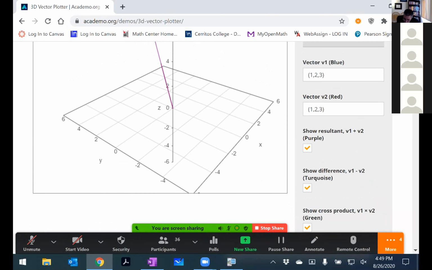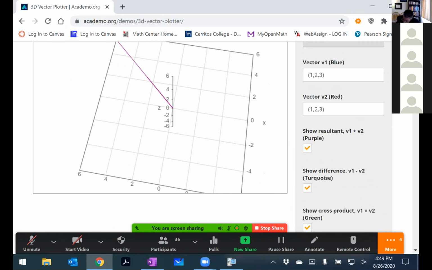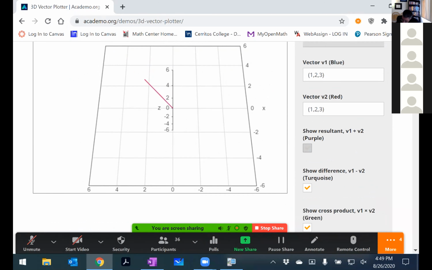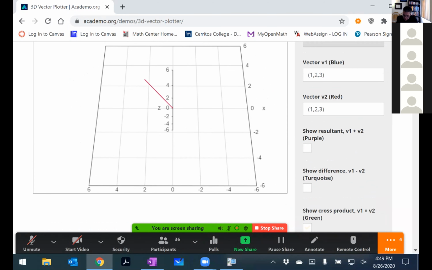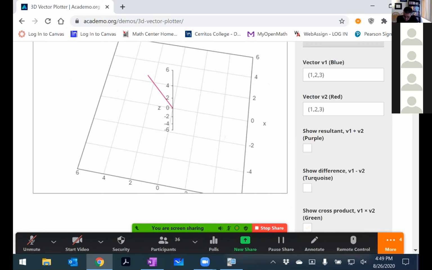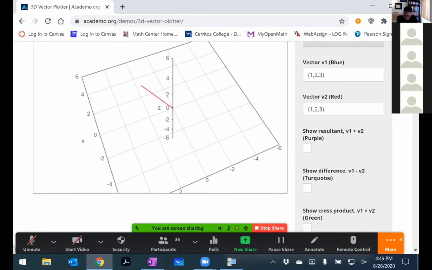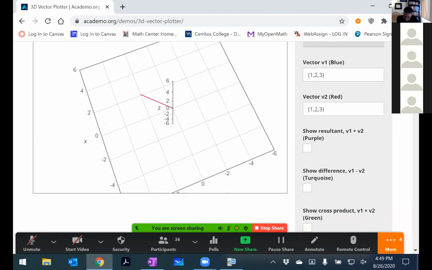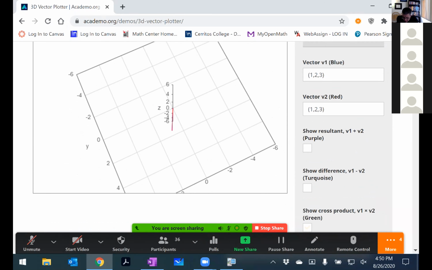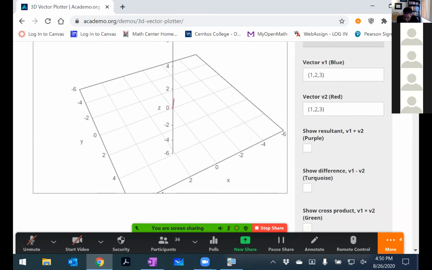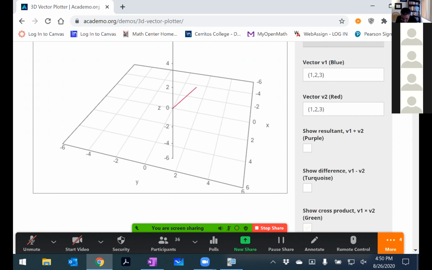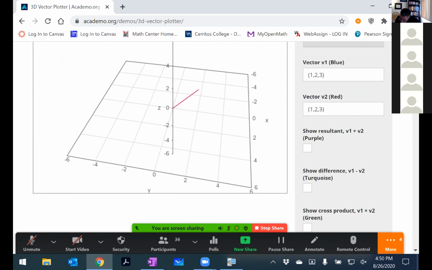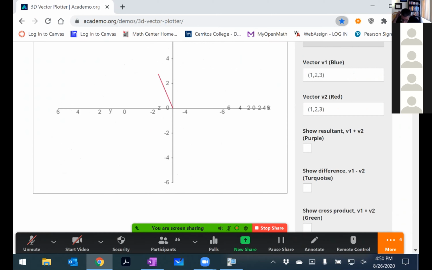Okay, so here is the vector that we're working with. I can move it to the right spot. You can see. Okay, so anyway, there's a lot of different 3D graphing software out there for free. So just choose one that you like. This one's a good one. I'm going to bookmark this one to my bookmarks.